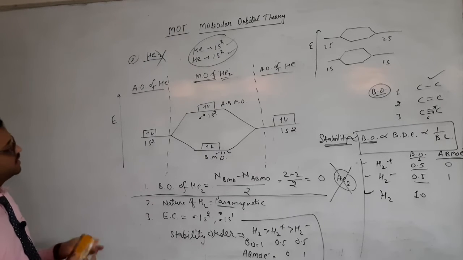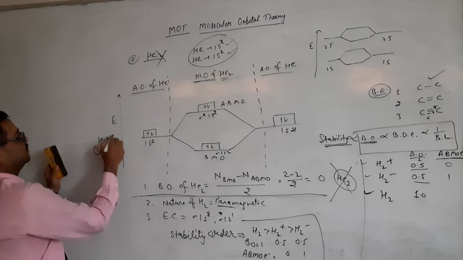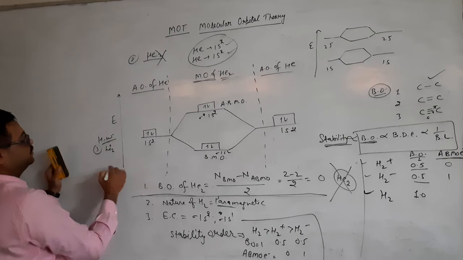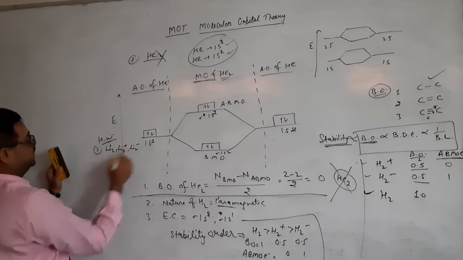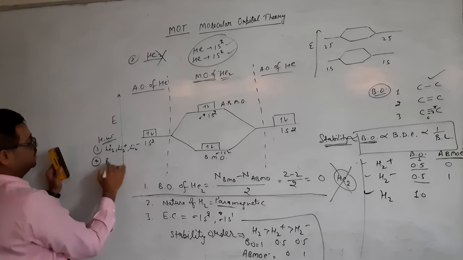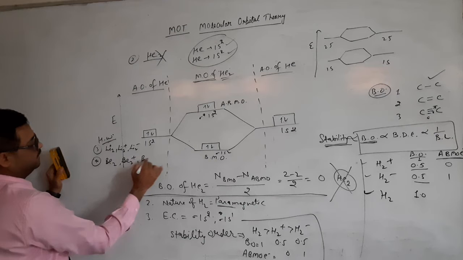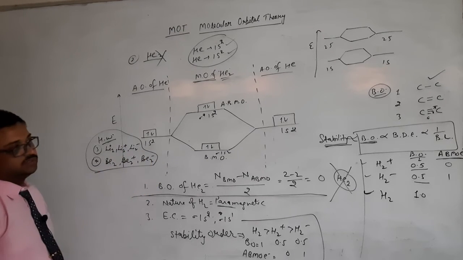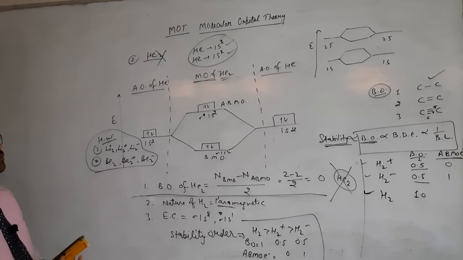Next, I am giving you homework: hydrogen, helium, lithium, Li2, then Li2 plus, then Li2 minus, then beryllium Be2, Be2 plus, Be2 minus. So this is your homework. Okay, so you have to complete it. If you have any doubt, you can ask me.